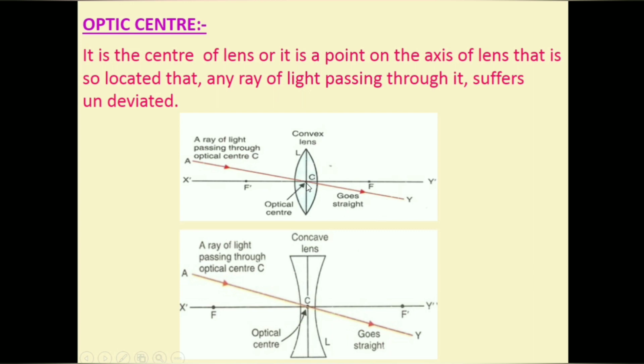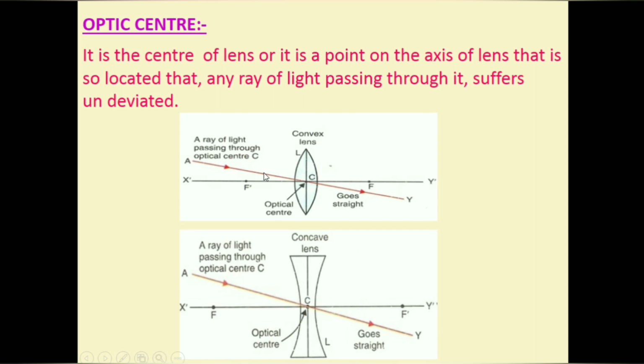What is optic center? It is the center of the lens, or it is the point on the axis of the lens which is so located that whenever a ray of light passes through it, it goes undeviated. Right? So now in the first diagram, you can observe this is a convex lens.